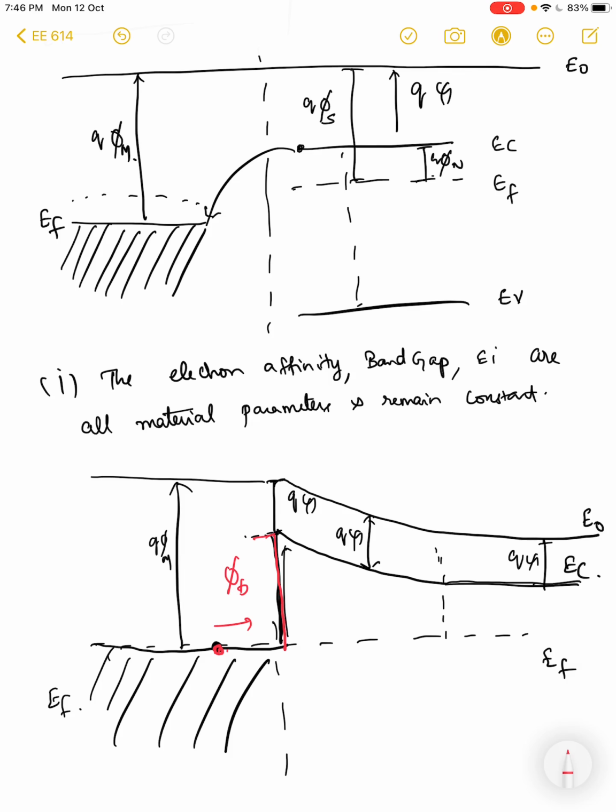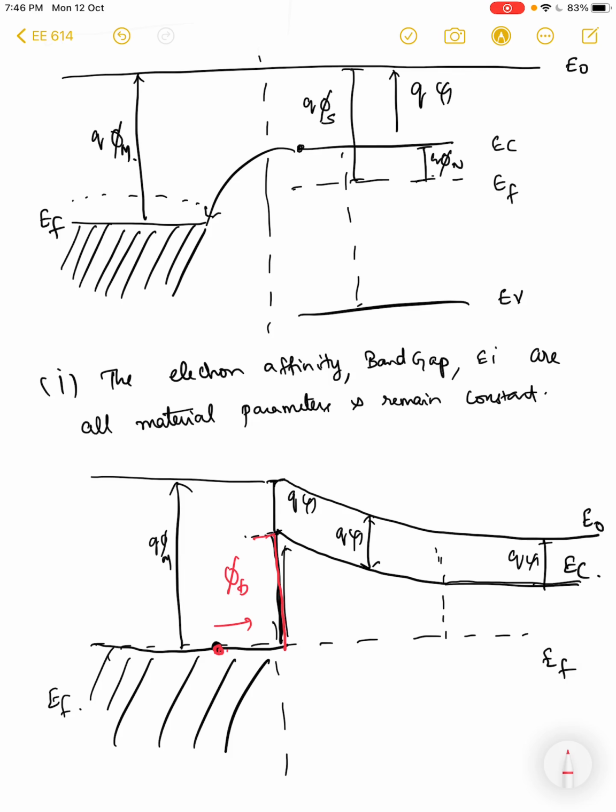PN junction side. Let's call this x equal to 0, and we typically write this Poisson's equation at two different places, right? So let us do it at x greater than 0. The Poisson's equation is written like this: minus d square psi bi. Psi bi is what I write as built-in. Psi b is the barrier, bi is the built-in.